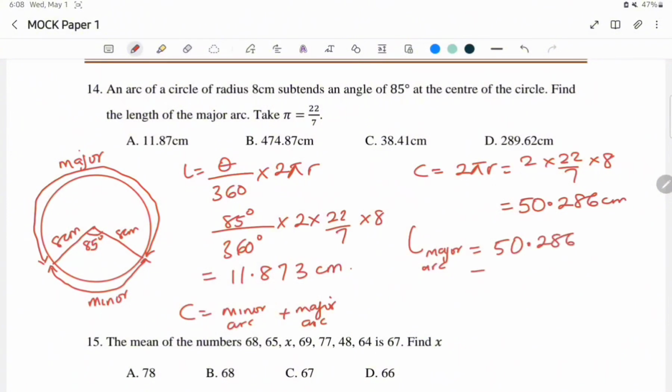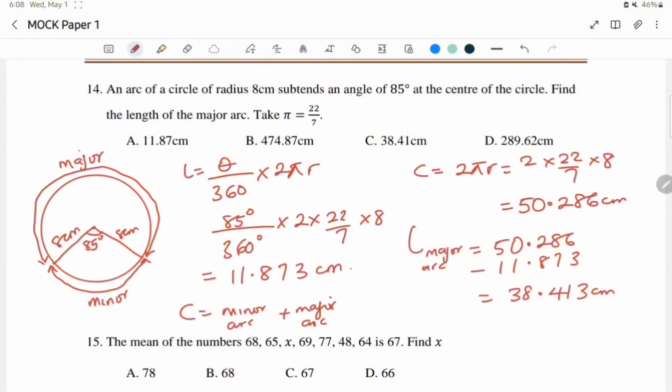That means the length of the major arc is going to be 50.286 minus 11.873, which is 38.413 centimeters. Option C.